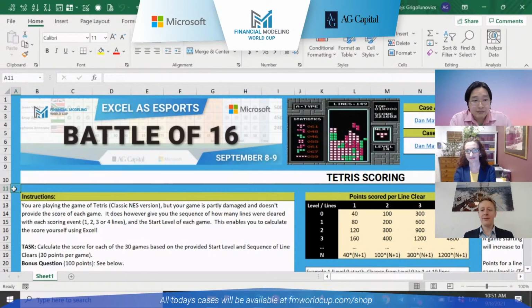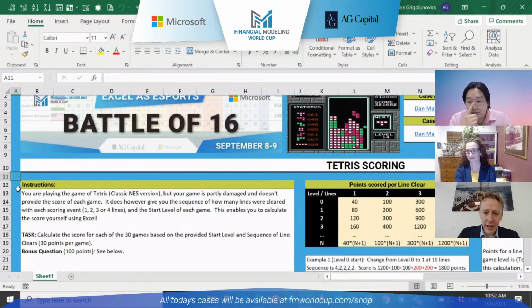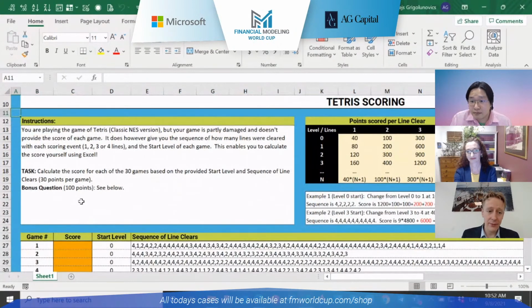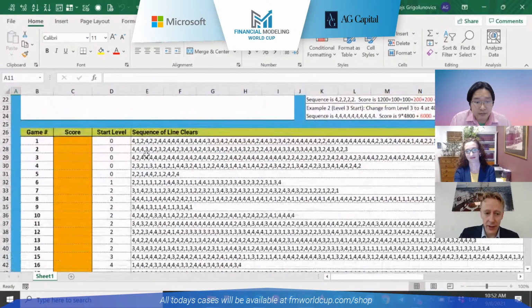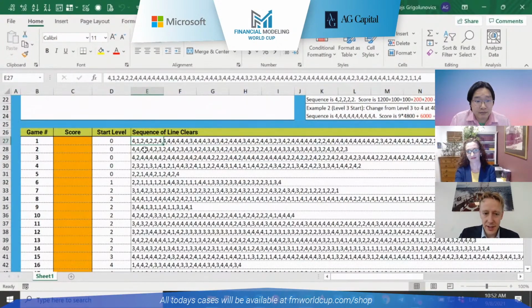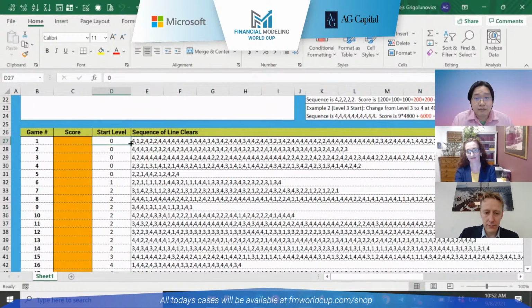This will be more of a style you might see in World Championship finals and in the Financial Modeling World Cup. Here are the instructions. You're playing a game of Tetris, but the game is slightly damaged and it doesn't provide you the score. What you can get from the game is the sequence of line clears. What these long text strings say is that you start at level 0, then you score 4 lines, then another line, then 2 lines, then another 4 lines, and so on. And there is some large total.